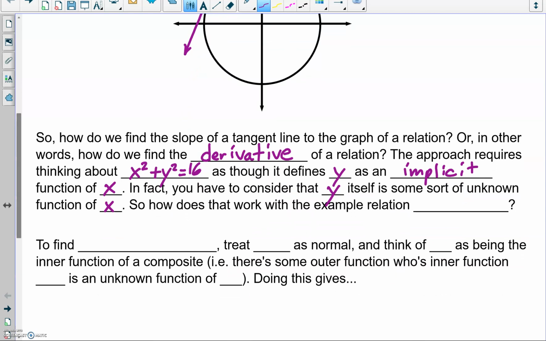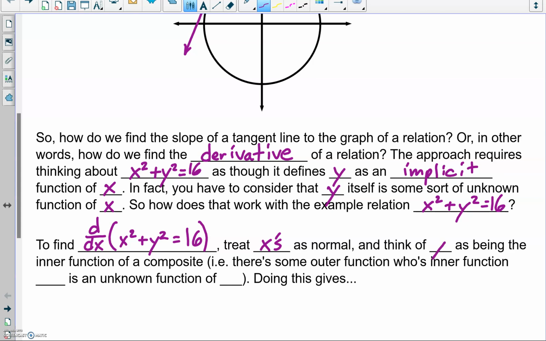How does thinking about it in that way work with the example relation x squared plus y squared equals 16? Well, to find the derivative of this example relation, and this is how you write it, you put the whole relation in parentheses with d dx in front to let people know we're taking the derivative of this whole relation. You're going to treat the x's as normal. You're trying to find dy dx. X is the respective variable. It's what you're differentiating with respect to. So you just treat x's as normal.